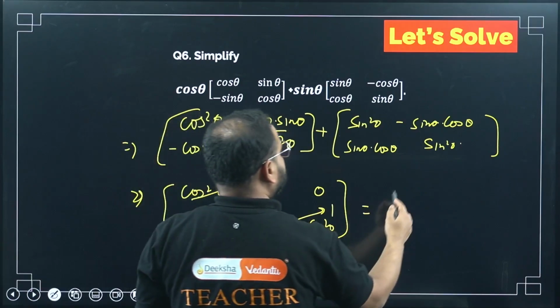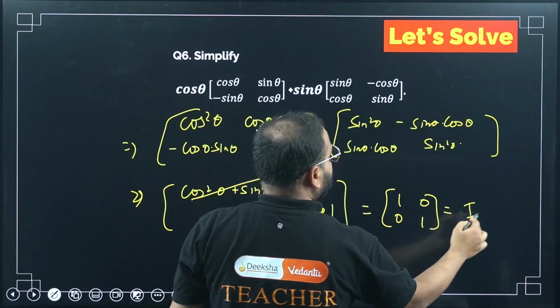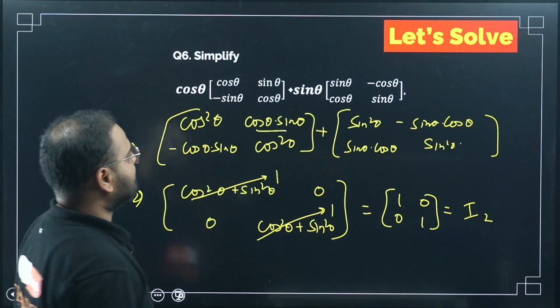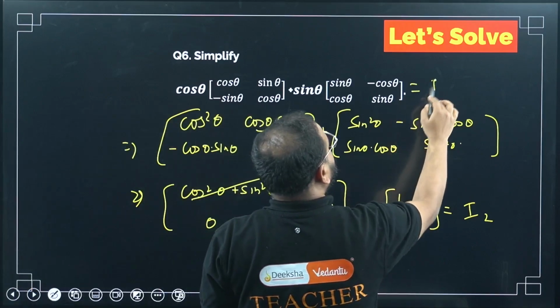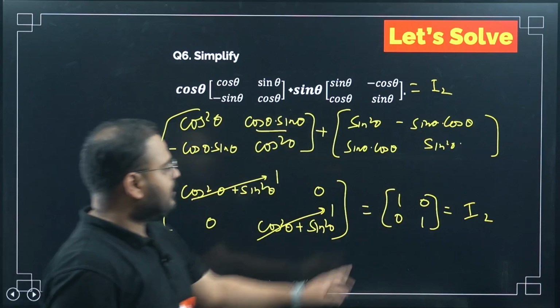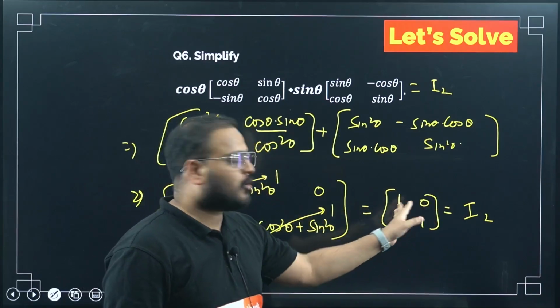What is my answer? 1, 0, 0, 1. Simply what? Identity matrix of what order? Of order 2. Answer is I2. This is equal to what? I2, identity matrix of order 2. What is identity matrix? Only diagonal elements are there having value 1. Other all is 0. Okay?